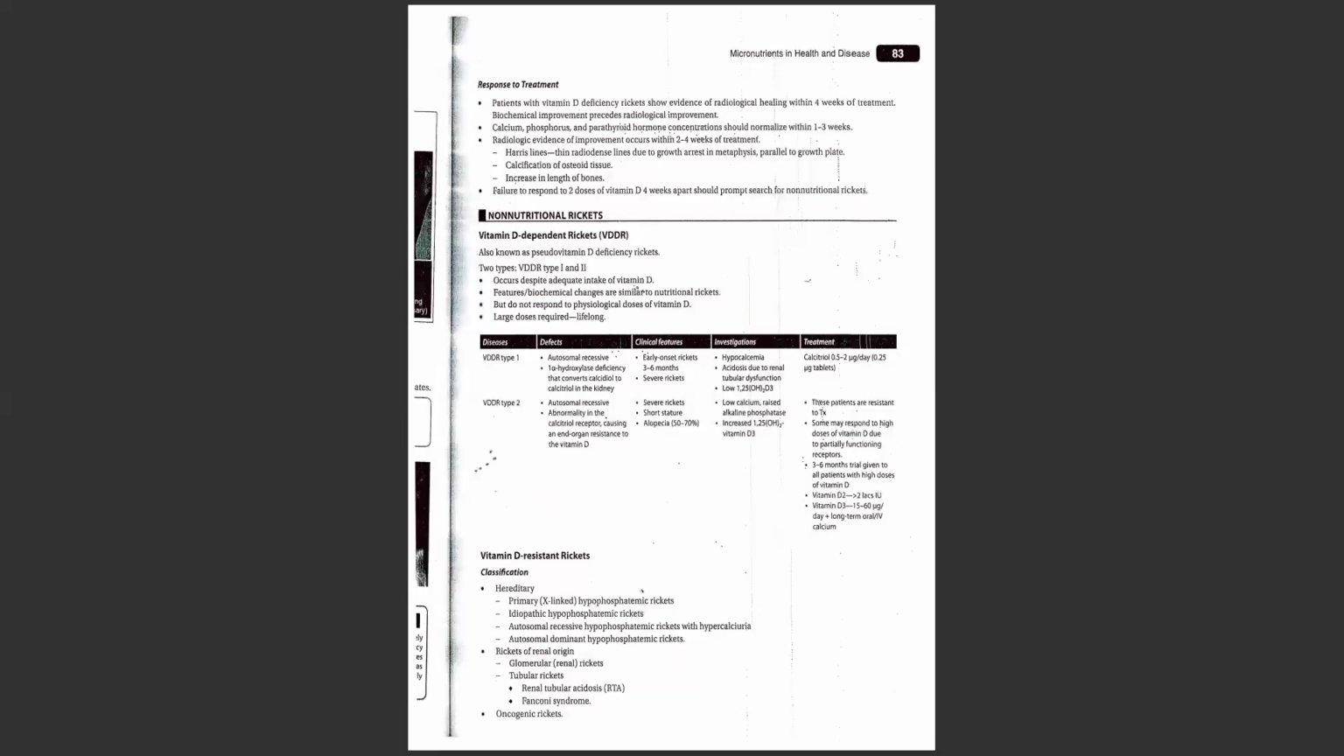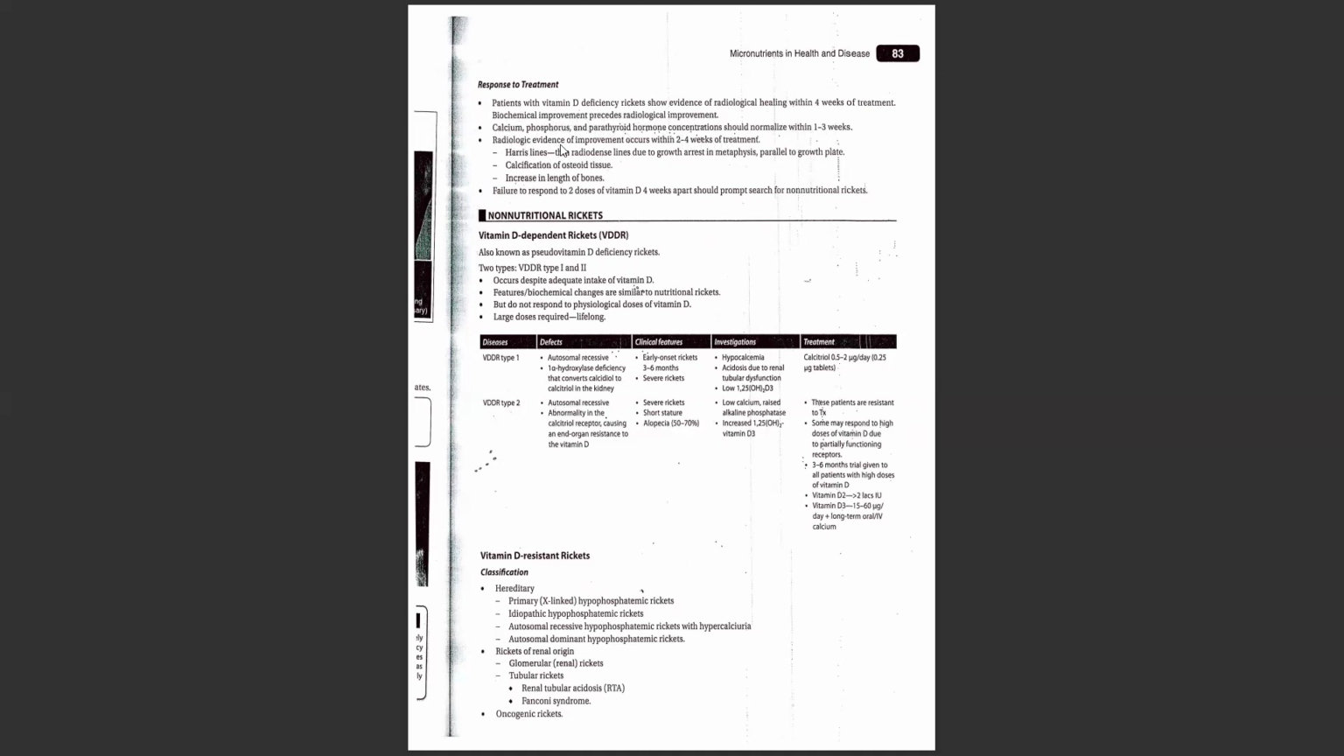So that is all regarding the treatment of vitamin D deficiency. Now the response to treatment, this is also a question which is asked in our university exam. A patient with vitamin D deficiency can show evidence of radiological healing within 4 weeks of treatment. So after treatment with vitamin D, after 4 weeks, there will be radiological evidence of healing. There is also biochemical improvement which precedes radiological improvement. Calcium, phosphorus, and parathyroid hormone concentration should normalize within 1 to 3 weeks. And the third response to treatment is radiological evidence of improvement, which occurs in 2 to 4 weeks of treatment.